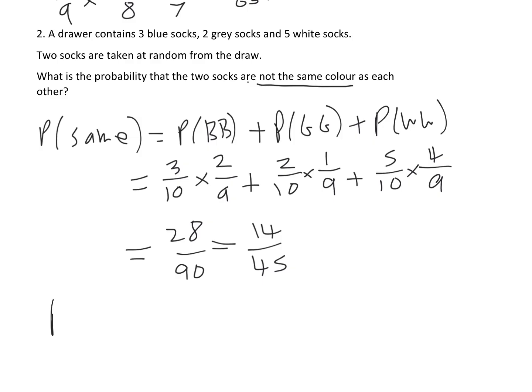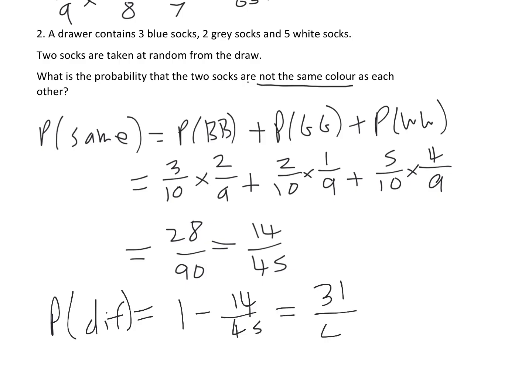Now to answer the question, the probability that they are different coloured socks would be 1 minus the probability that the socks are the same colour, which would be 31 out of 45. So sometimes if you can't answer the question, think, can you answer the opposite of the question, or the converse? And that might be useful.